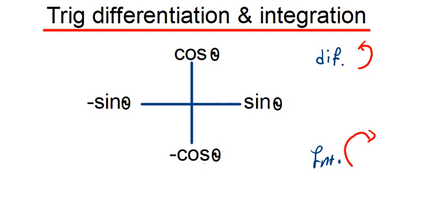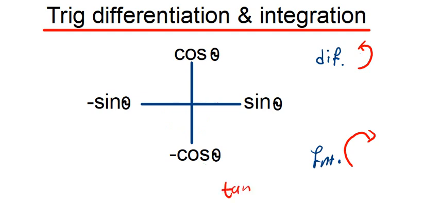If you integrate cos theta, you're going to get sine theta. If you integrate sine theta, you're going to get minus cos theta, and it just keeps on going, just like that. The same applies if you are given a trig function.